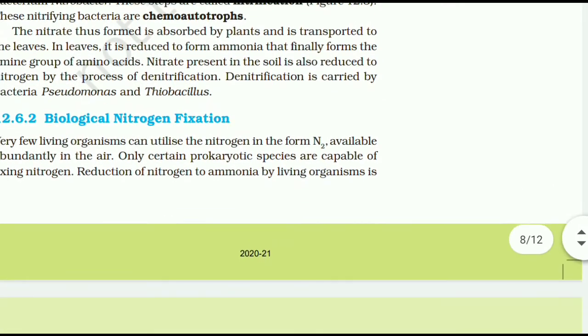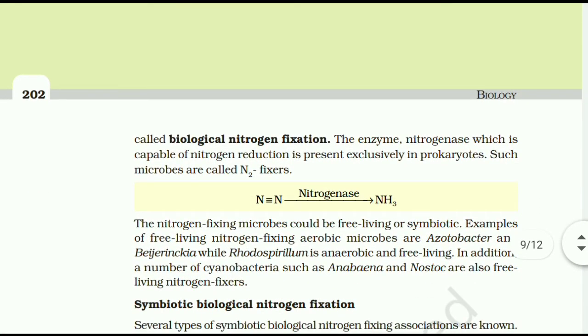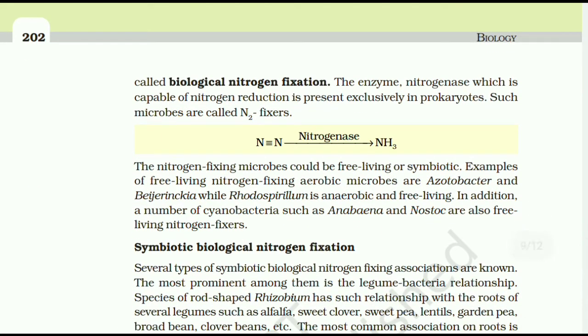12.6.2 Biological nitrogen fixation. Very few living organisms can utilize the nitrogen in the form of N2. Though available abundantly in air, only certain prokaryotic species are capable of fixing nitrogen. Reduction of nitrogen to ammonia by living organisms is called biological nitrogen fixation. The enzyme nitrogenase, which is capable of nitrogen reduction, is present exclusively in prokaryotes. Such microbes are called N2 fixers.